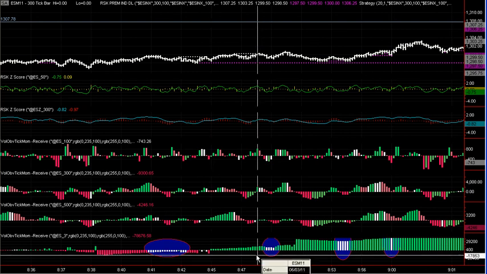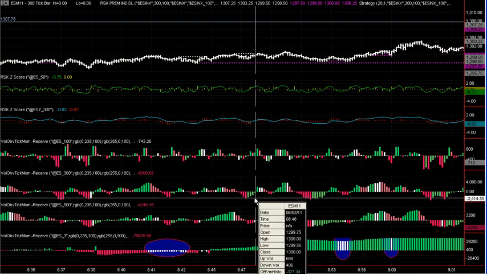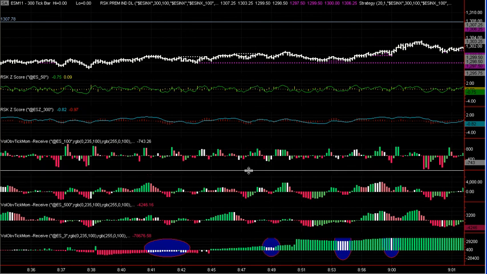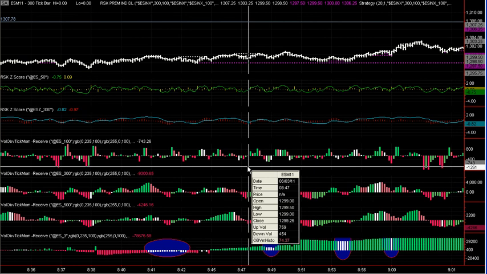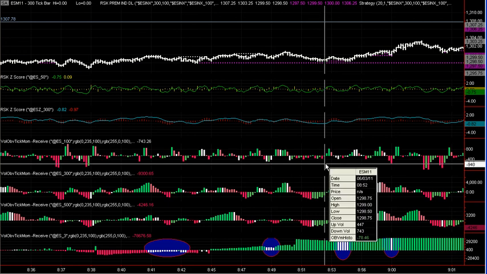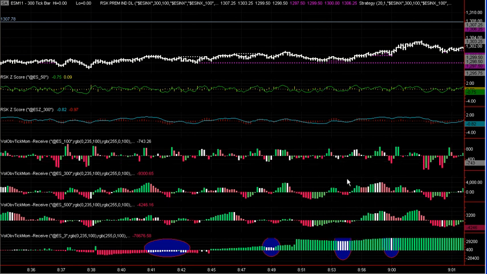Green above, we could take a long, for example, right in here, using the 100 tick. Another long trade like right in here. Another long trade right in here, and so on. So we've already got that into the strategy.